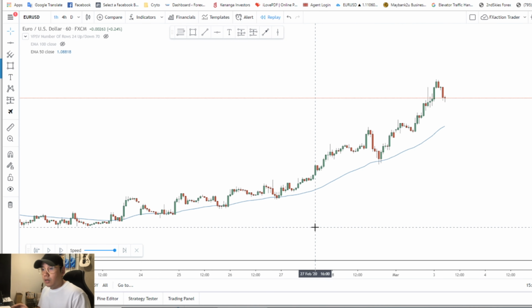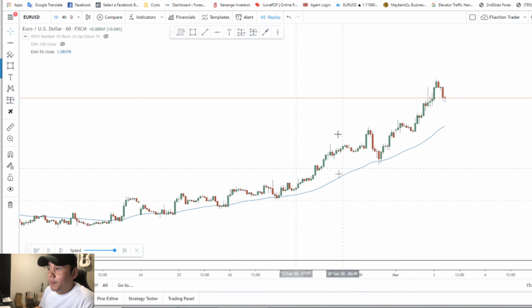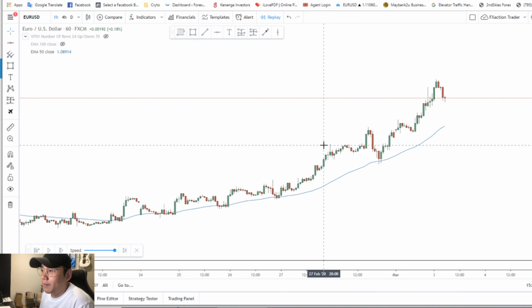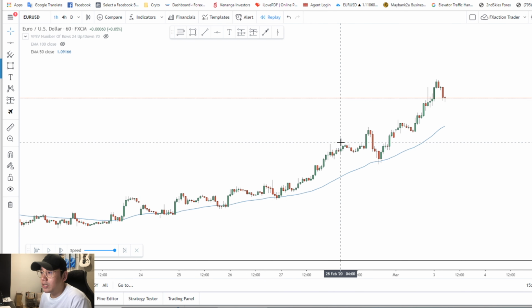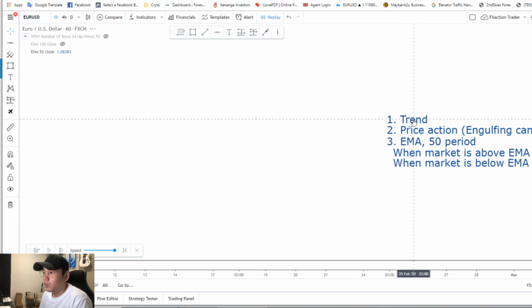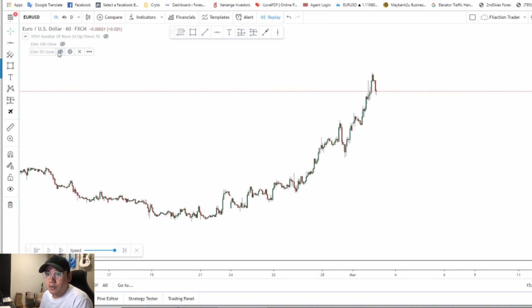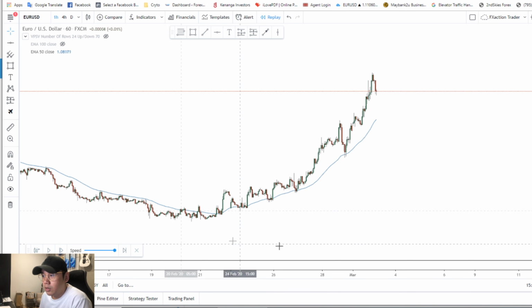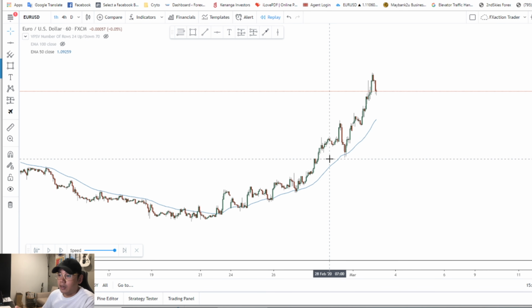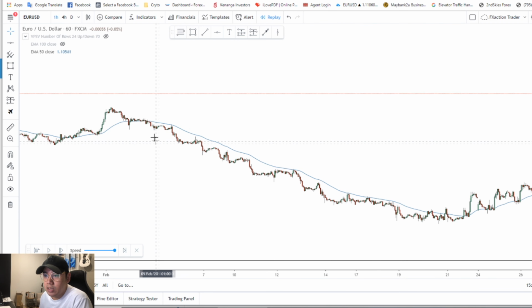Alright, so let's get back to the trading chart, and I'm going to show you step by step how we can use this setup by following this 1, 2, 3 step: the trend, price action, and also the EMA 50 period. So when we see about the EMA, this is the EMA 50. Let me turn it on. When the market is in an uptrend, we can see that the market stays above the EMA 50, and when the market is in a downtrend, the market stays below EMA 50.